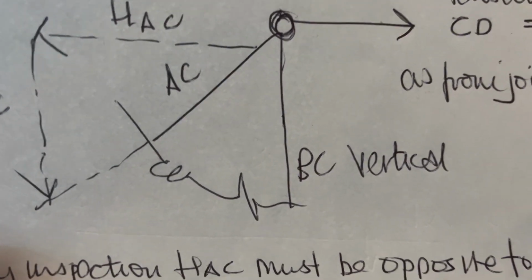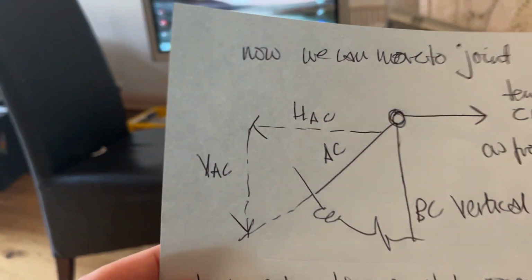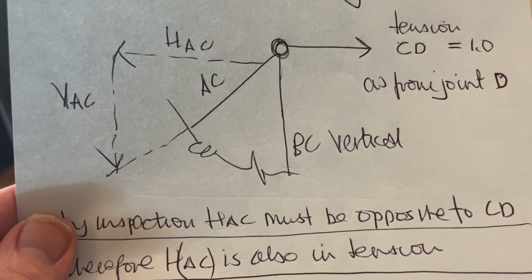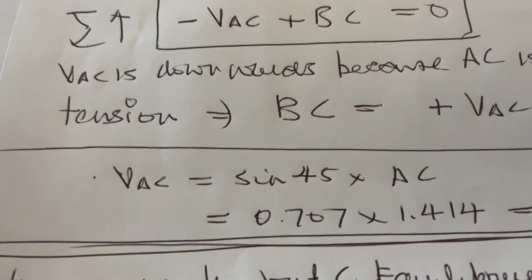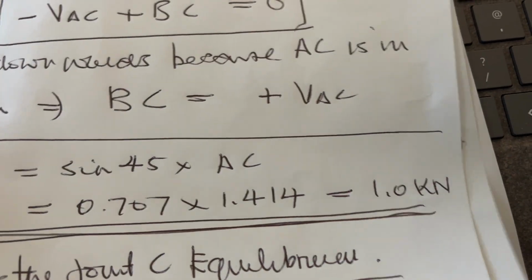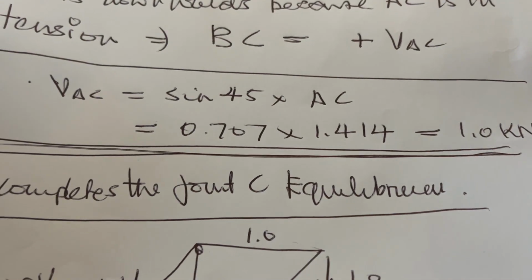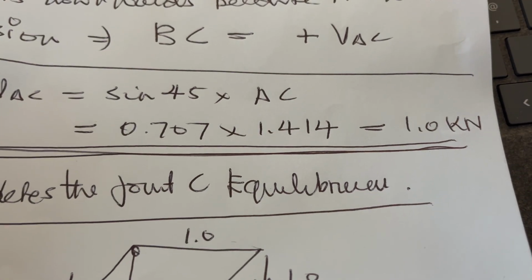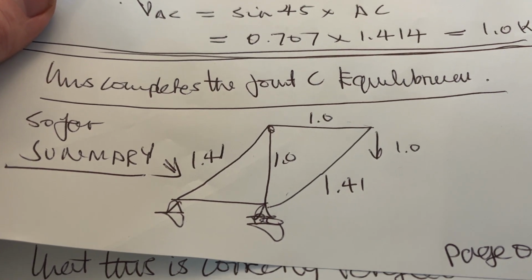VAC plus BC equals 0. So that VAC downwards plus BC equals vertical. VAC is downwards because AC is in tension. BC equals plus VAC. VAC equals sine 45 times AC equals 0.707 times 1.41 equals 1. This completes the joint C equilibrium.